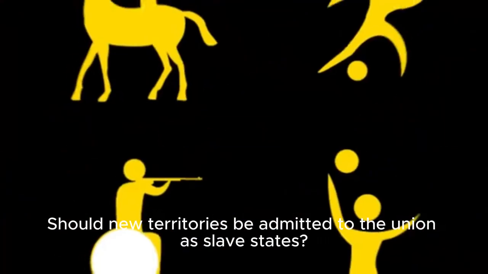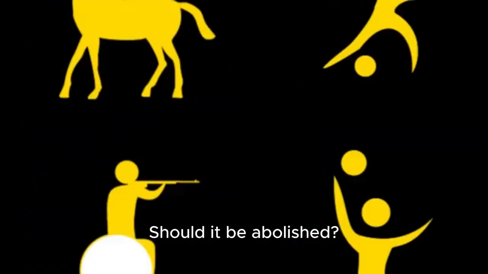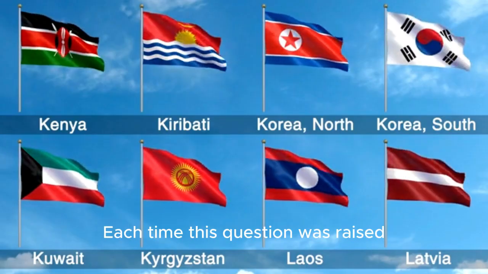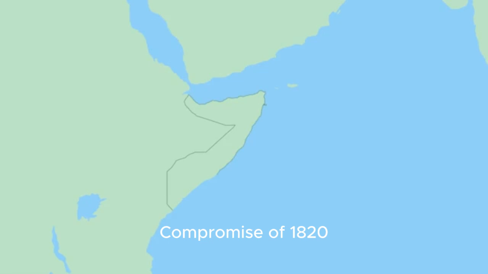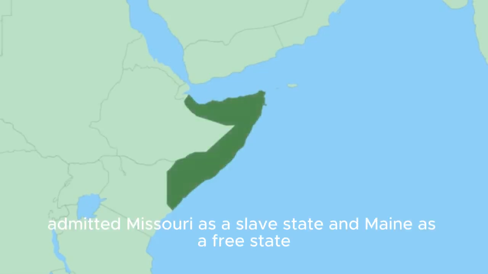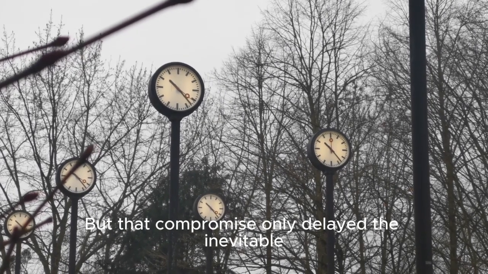Should new territories be admitted to the Union as slave states? Should slavery be expanded? Should it be contained? Should it be abolished? Each time this question was raised, it split the country in two. The Missouri Compromise of 1820 admitted Missouri as a slave state and Maine as a free state, and drew a line across the continent prohibiting slavery north of that line. But that compromise only delayed the inevitable.